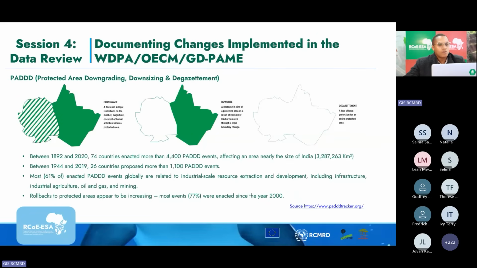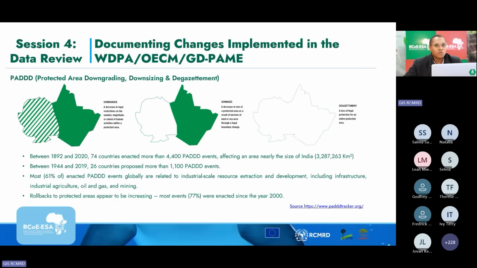One of the biggest challenges is called PAD. PAD is when we have protected areas that are downgrading: protected area downgrading, downsizing, and degazettement. Downgrading is where we have a decrease in the legal restrictions on the number, magnitude, or extent of human activity within a protected area.